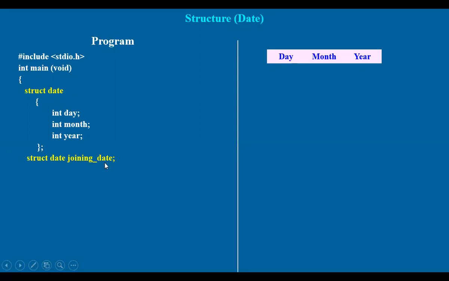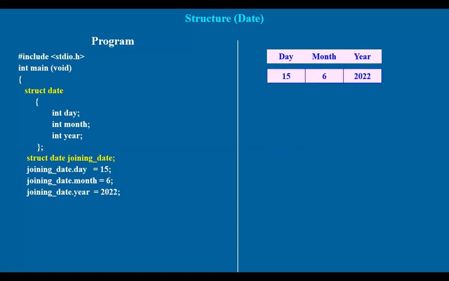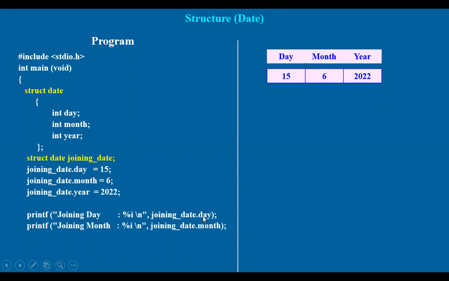Now suppose I want to assign data in this. You take joining date, dot day is equal to 15, and dot month, the variable name is the same, the second field, is 6, and dot year is 2022. When you initialize the data here, they are stored like this: 15, 6, 2022. Now I want to display the data, each one separately: the variable name, dot field name day, the second field name dot month, and dot year, the third field name.